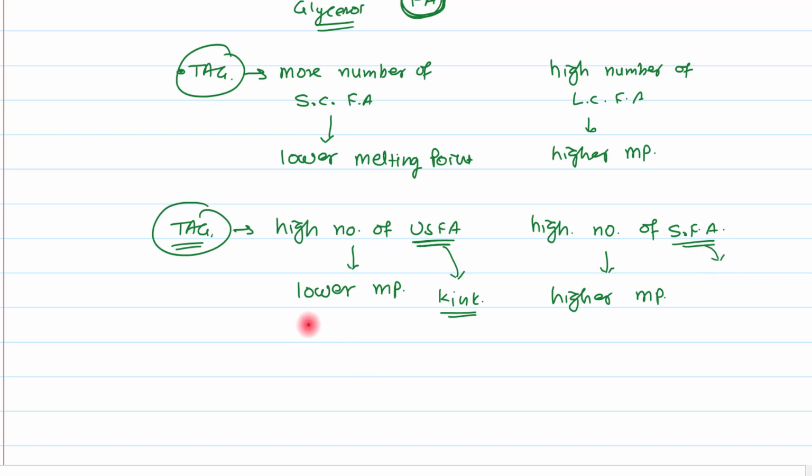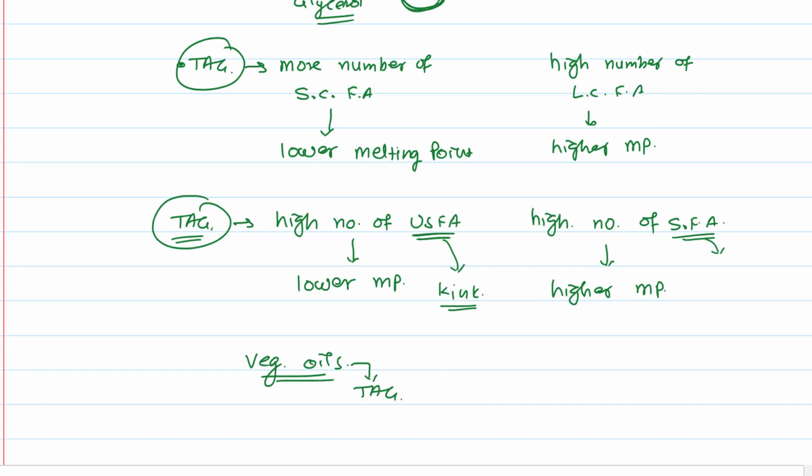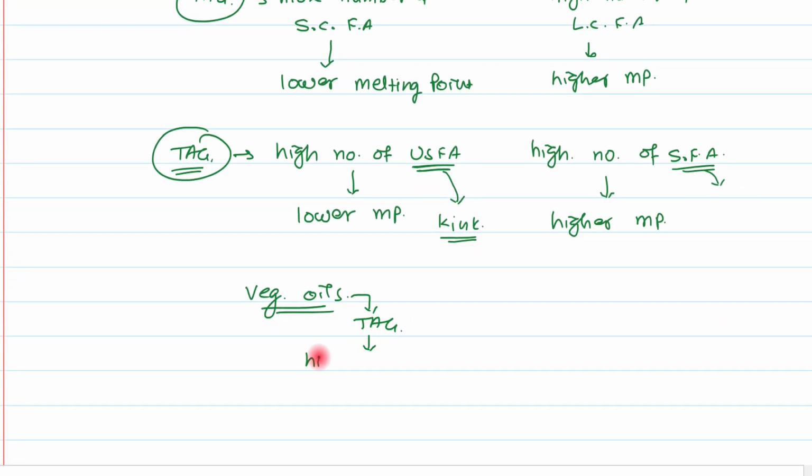Now most of the vegetable oils contain triacylglycerols having a higher amount of unsaturated fatty acids. In earlier videos we had seen that sunflower oil and safflower oil all contain unsaturated fatty acids in higher quantity. Because of such a high number of unsaturated fatty acids, their melting point is lower, and it is so low that even at room temperature they are liquid in nature.